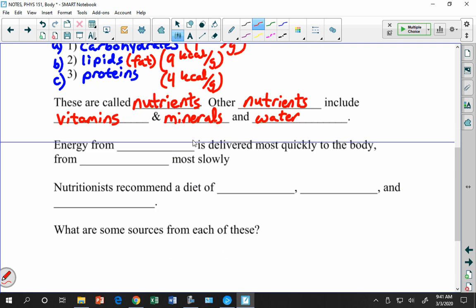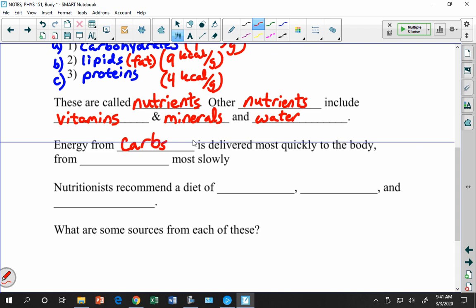Energy from carbs is delivered most quickly. I don't know, athletes, do y'all still do carb loading? You don't do carb loading? No, not really. I know runners that have done it in the past. You ever do carb loading? You want to talk about before you have a big competition that you eat a bunch of carbs? I don't think that's really a thing anymore. Anyway, it used to be.